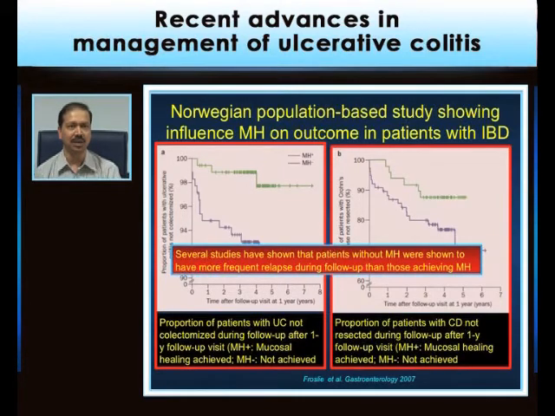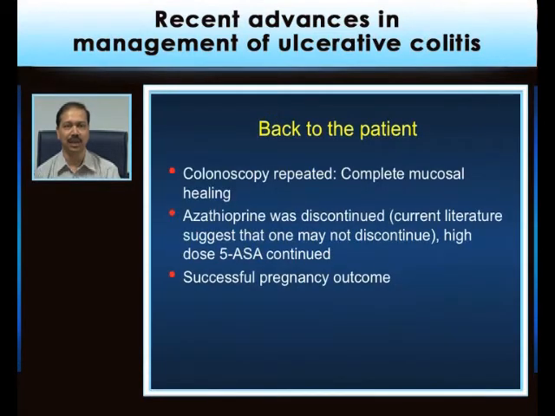Why? Because this is a study from Norway. This is a Norwegian population-based study showing the influence of mucosal healing on outcome in patients with IBD. What is mucosal healing? On colonoscopy, if one finds that the mucosa has become almost normal or normal, this is called complete mucosal healing. Also, there is a terminology called histological mucosal healing, which I am not going to talk about now. And people have shown that those who achieved mucosal healing on therapy had less chance of colectomy, less chance of relapse, and better quality of life than those who did not achieve mucosal healing, both in patients with ulcerative colitis and Crohn's disease. So therefore, documenting mucosal healing is important.